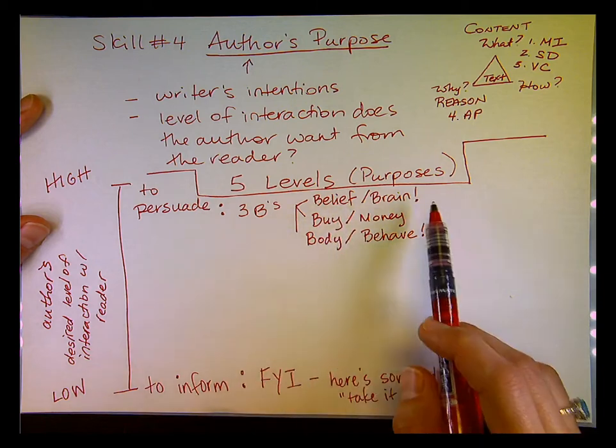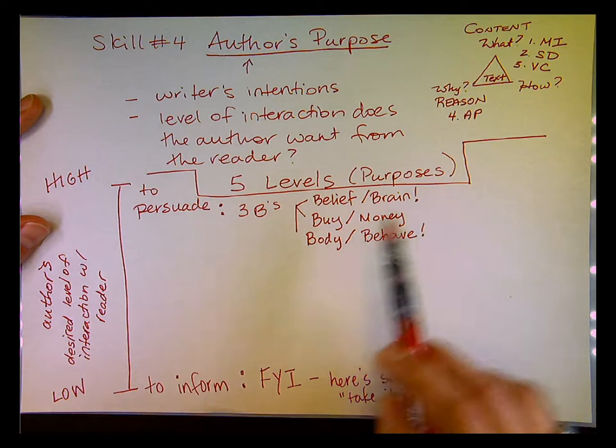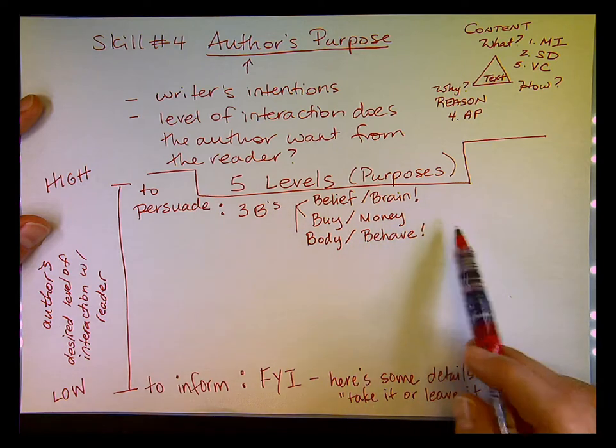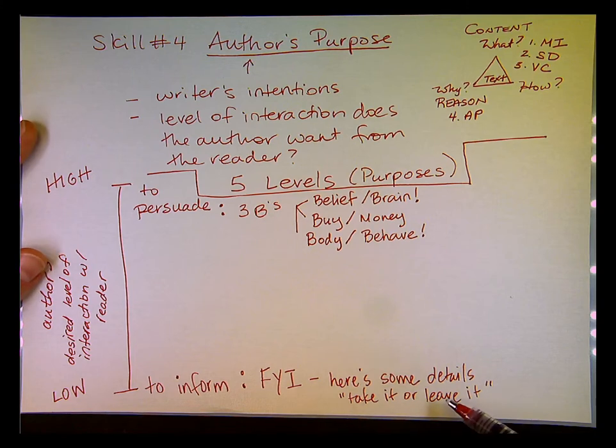So again, the buy is kind of like redundant because that's a behavior, but still, you'll probably remember the 3 B's. Anytime an author's trying to get you to think something, change your mind about something, do something, or behave in any kind of way, that's persuasion. So this is the highest level. There's 3 others in between. There's these 5 levels.